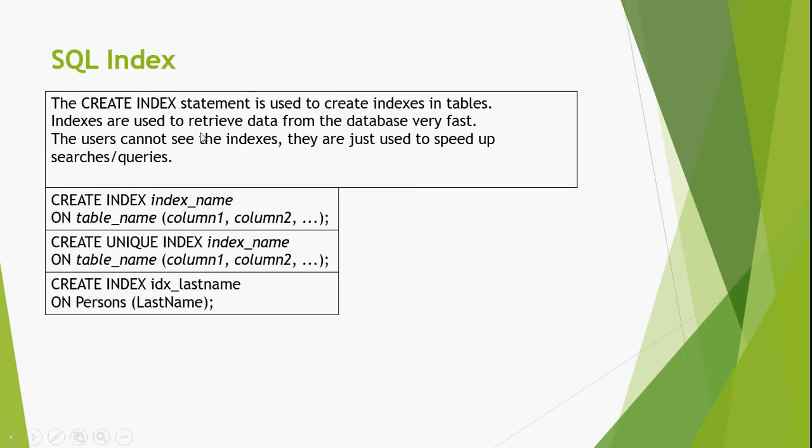And after that, the index. The create index statement is used to create indexes in a table. Indexes are used to retrieve data from the database very fast. The user cannot see the indexes; they are just used to speed up search queries. So we can create an index with a name on a table with columns. We can even create a unique index on a table.